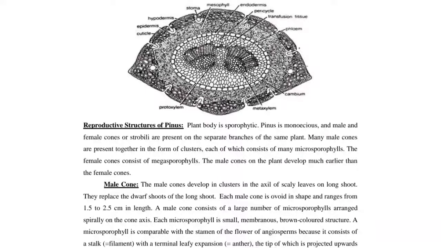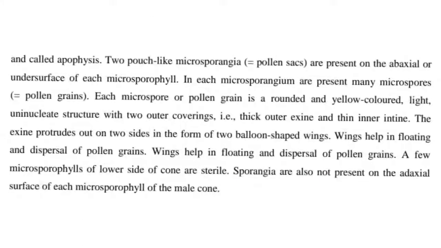A microsporophyll is comparable with the stamen of the flower of angiosperms because it consists of a stalk, equal to the filament, with a terminal leafy expansion, equal to the anther, the tip of which is projected upwards and called apophysis. Two pouch-like microsporangia, equal to pollen sacs, are present on the abaxial or lower surface of each microsporophyll. In each microsporangium are present many microspores, equal to pollen grains.